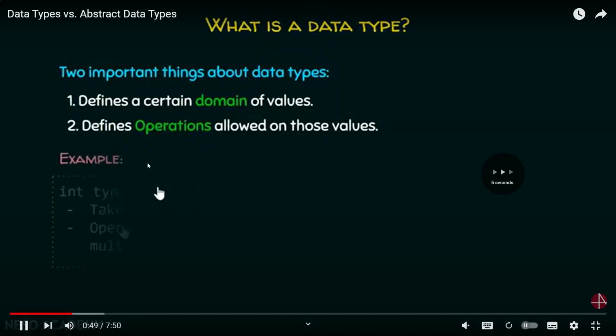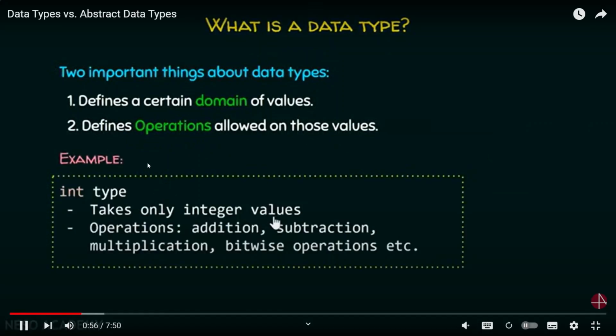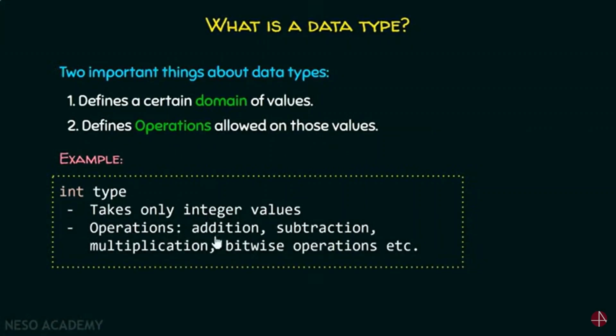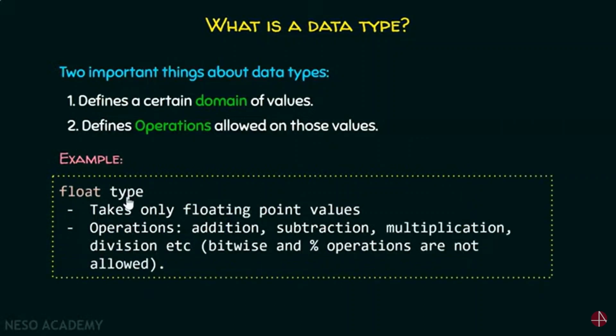For example, the int type takes only integer values, which defines the domain of the values, and operations like addition, subtraction, multiplication and bitwise operations can be performed on integers. These are the operations allowed on int. If we talk about float, it allows only addition, subtraction, multiplication and division. Bitwise and percentage operations are not allowed on it.